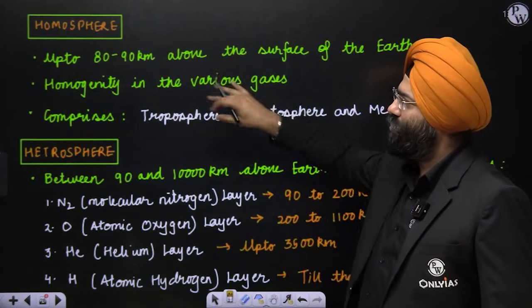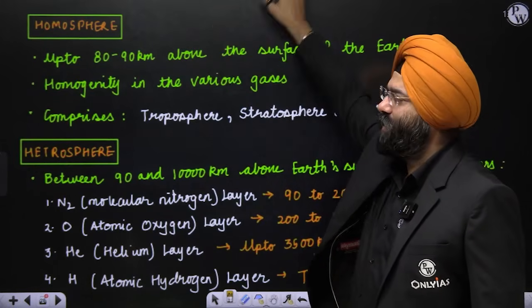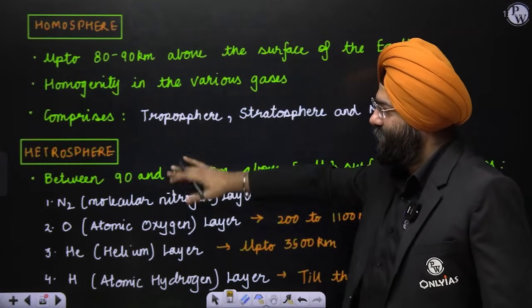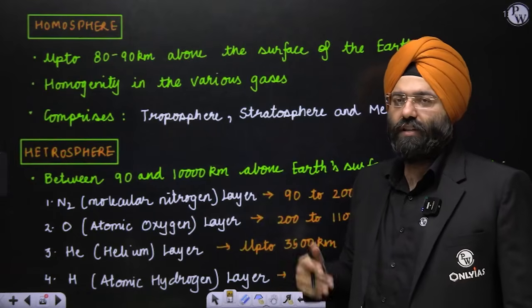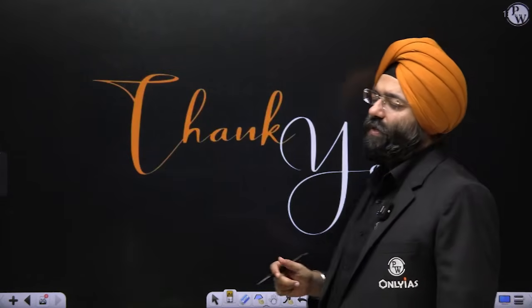Over here, a mixed composition of almost similar homogeneity of the gases is present. That is why it is known as homosphere. On the other hand, these are the different layers which are present. That is why it is known as heterosphere. Clear? Okay. This was the lecture from the first chapter of the climate, which we are studying from the NCERT series.